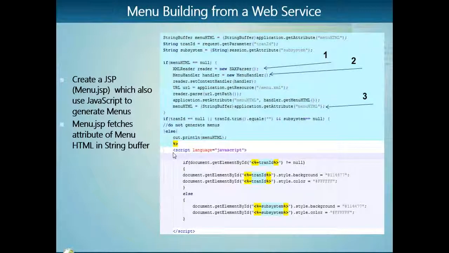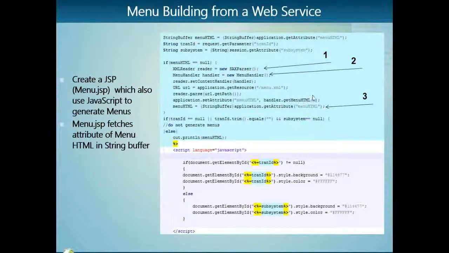A new SAX parser object named reader is created, as you can see in arrow 1. A new object named handler is created from the menu handler class, as you can see in arrow 2. Next, the content handler is set when the handler is passed to the reader. The location of our menu XML object is passed to a newly created URL object. The XML is now passed to the reader object.